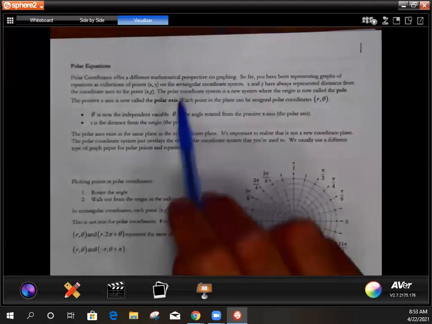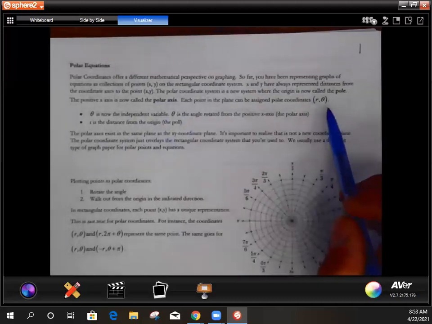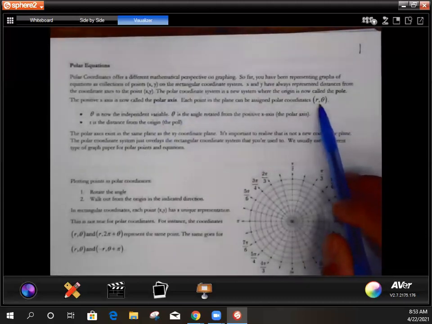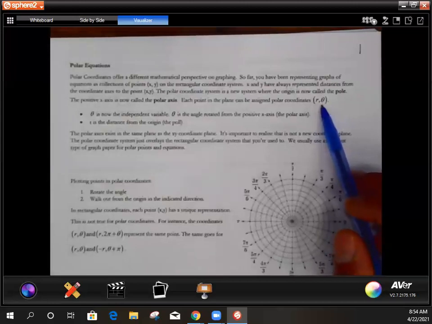So we have a new system called the polar coordinate system, where the origin is now called the pole. The positive x-axis is now called the polar axis, and each point can be assigned polar coordinates r comma theta. So instead of x comma y, we've got r, which you probably would guess means radius, and that's true. It's the distance that the point is from the pole or the origin. And theta refers to the angle of rotation from the positive x-axis.